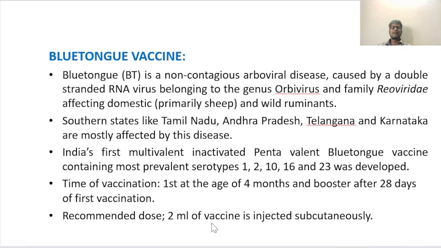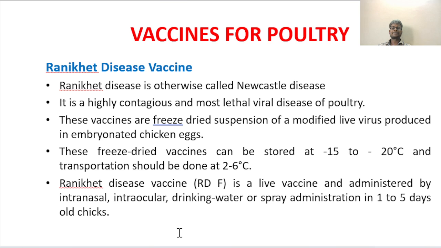Blue tongue vaccine. Blue tongue is a non-contagious arboviral disease caused by a double-stranded RNA virus belonging to the genus Orbivirus and family Reoviridae, affecting domestic and wild ruminants. Southern states like Tamil Nadu, Andhra Pradesh, Telangana, Karnataka are mostly affected by this disease. India's first multivalent inactivated pentavalent blue tongue vaccine containing the most prevalent serotypes 1, 2, 10, 16, 23 was developed. Vaccination is first done at the age of 4 months and boosted 28 days after the first vaccination. The recommended dose is 2 ml injected subcutaneously.